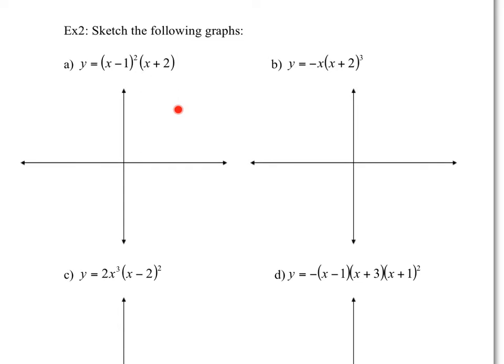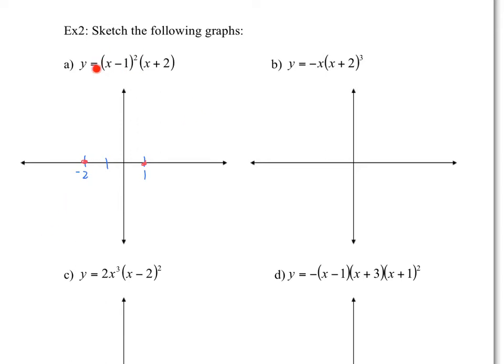Which means that you're going to finish here and start over here. Your zeros are x equals negative 2, so I'm going to put my negative 2 here, and x equals 1 is my other 0. So that's where your zeros are going to be. And now, since we know that the graph must end here and start here, we can sketch a graph.